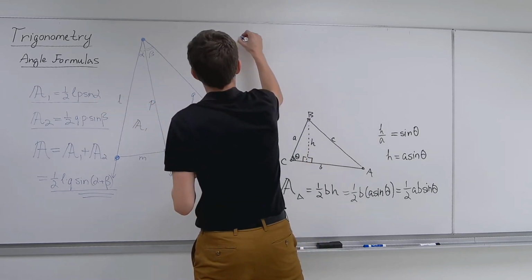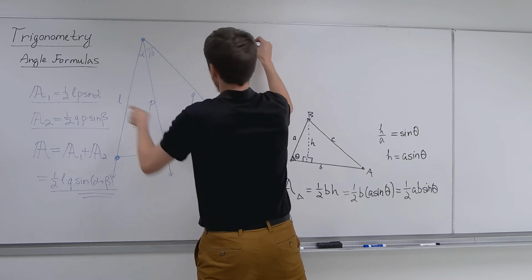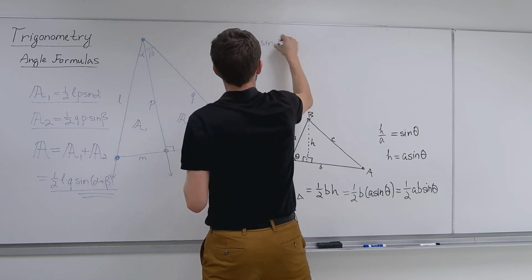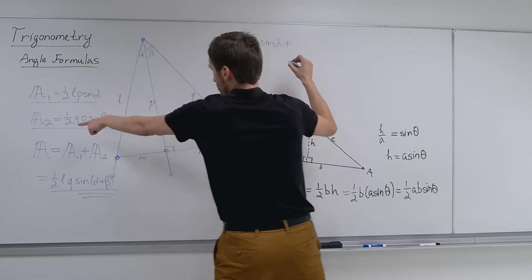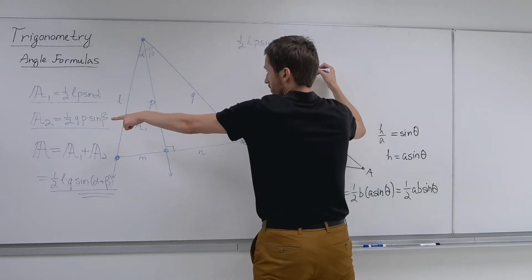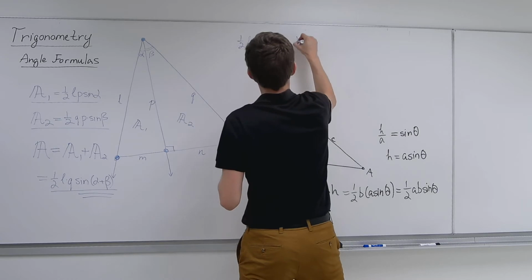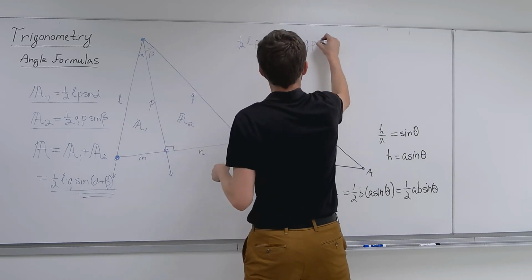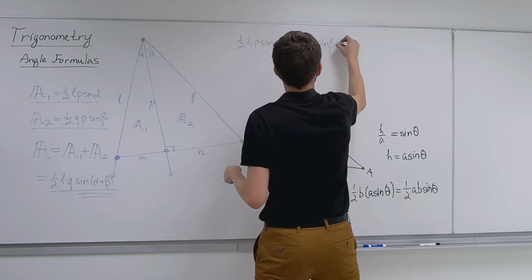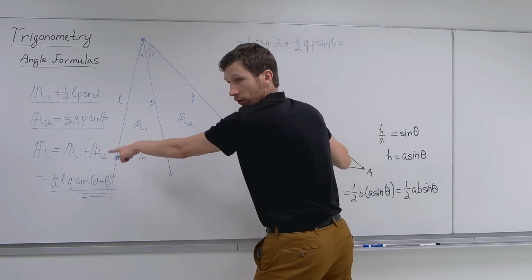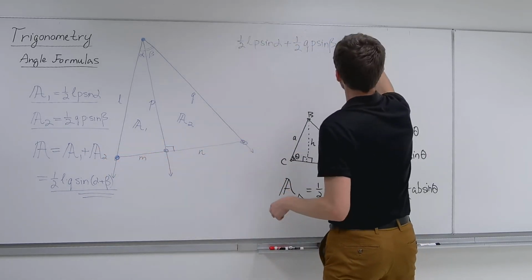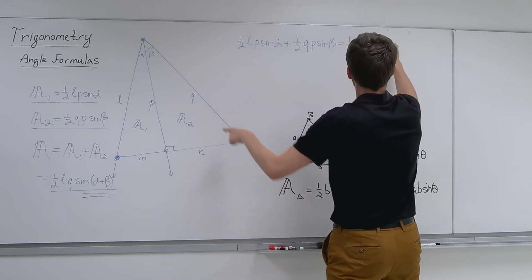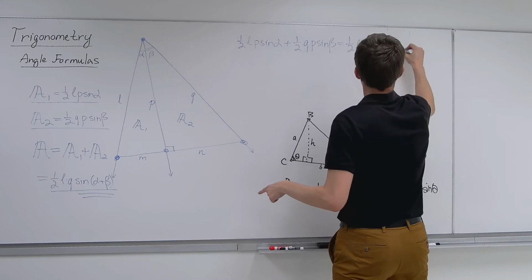So 1/2 LP sine of alpha, that's area 1 plus area 2. The second triangle area is 1/2 QB sine beta, and that is all equal to the area of the whole triangle, 1/2 LQ sine of the sum of the angles, alpha plus beta.